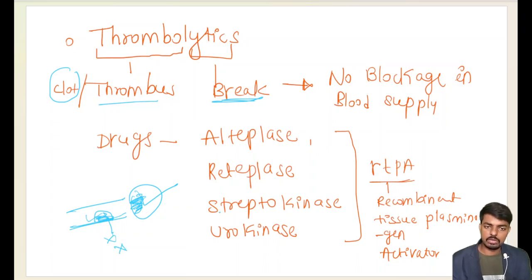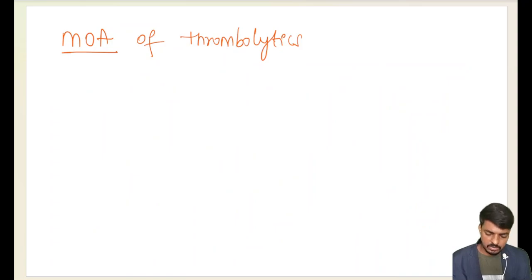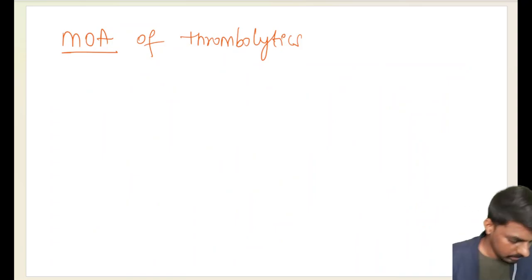So we use thrombolytics to destroy this thrombus. Very important: the thrombolytic drugs are alteplase, reteplase, streptokinase and urokinase. What do these drugs do? They activate the tissue plasminogen activator. Plasminogen, from the liver, converts into plasmin, and the plasmin destroys the clot.